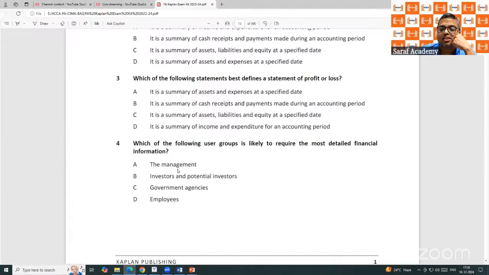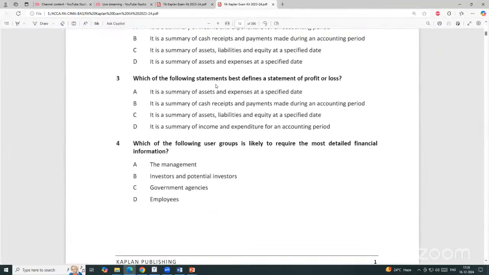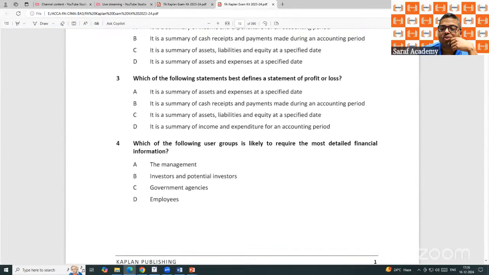I feel Satyam's answer is correct, sir. The user group likely to require the most detailed financial information: the detailed information will be available with the management, not with the employee, not with the government, not with the investors and potential investors. What do you say, Ritish? Maybe I am wrong. Let's see, because I may be wrong also. You are creating confusion in my mind. Sir, answer A is correct, sir. Still, let's check once what they are writing.